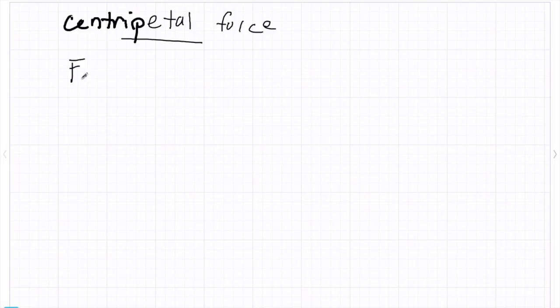So Fc, which we'll designate as the centripetal force, is equal to the net force of all the forces acting on an object.